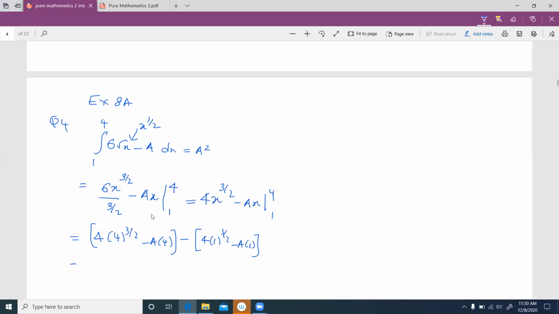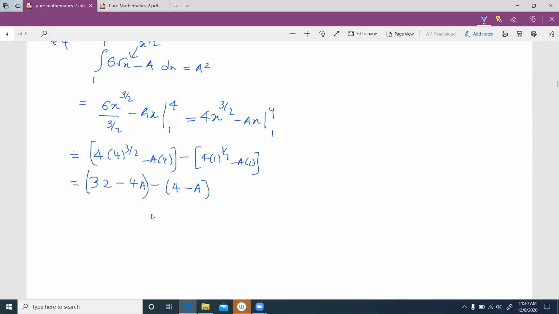Okay, so if you do this, 4 to the power 3 over 2 is 8, 8 into 4 is 32, 32 minus 4a, minus, if you substitute 1, it's 4 minus a, right? So if you do this, the answer is 32 minus 4 is 28, minus 4a minus minus a is plus a, so it's 28 minus 3a. 4a minus a is plus a, so minus 4a plus a is minus 3a.